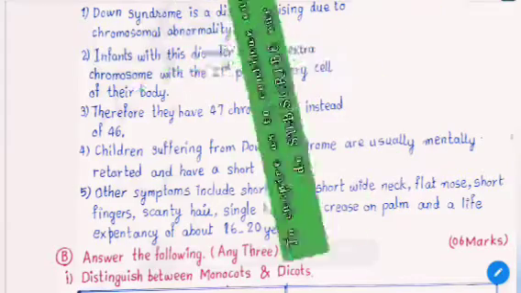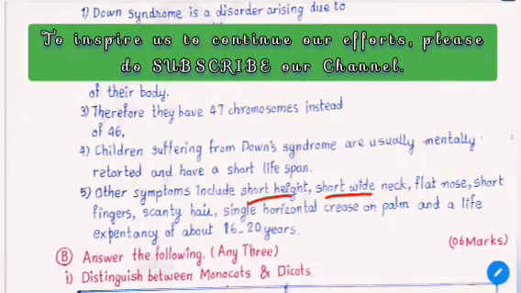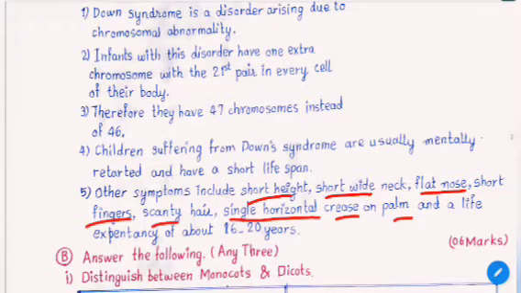Other symptoms include short height, short wide neck, flat nose, short fingers, scanty hair, single horizontal crease on the palm, and a life expectancy of about 16 to 20 years. The best example of Down syndrome is Amitabh Bachchan in Paa.